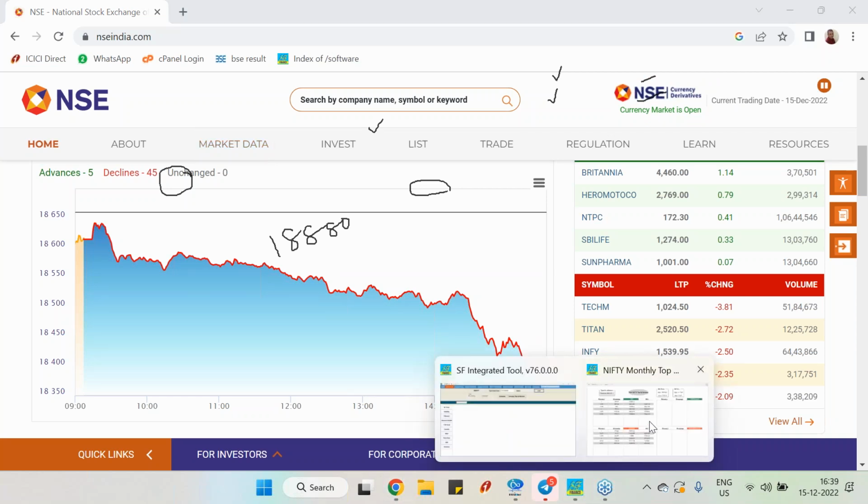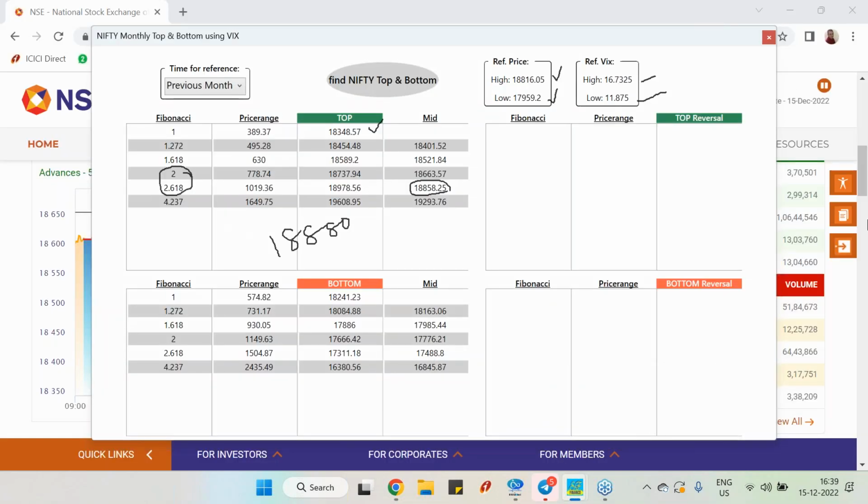Now the question is whether this downtrend is going to continue or there will be a reversal. As long as it is holding 18,348, there is a possibility of reversal. If this 348 is broken, then there is a gray zone, 18,348 to 18,241. This is a non-trading zone as per the VIX and Fibonacci principle. However, if 18,241 is broken, it can create lower bottoms, which will be 18,163 and 18,085.